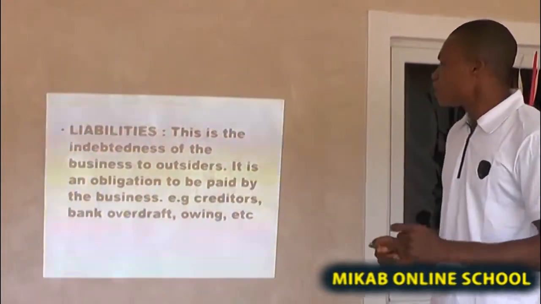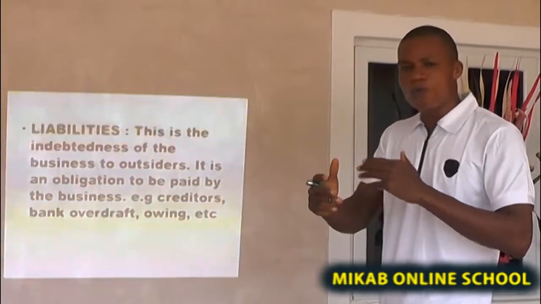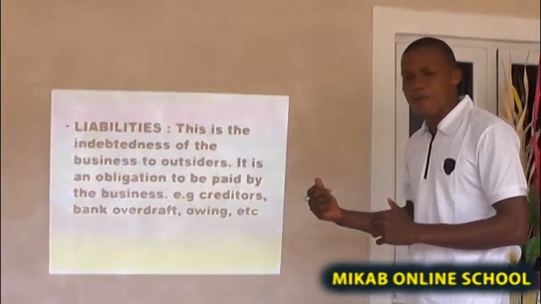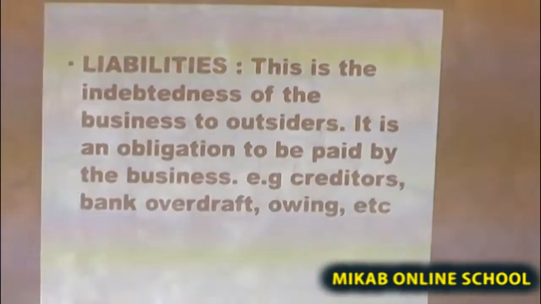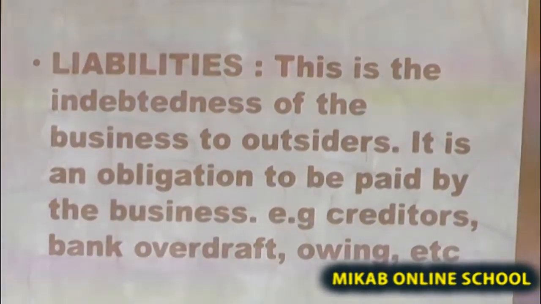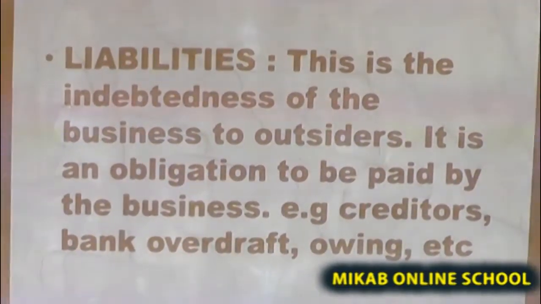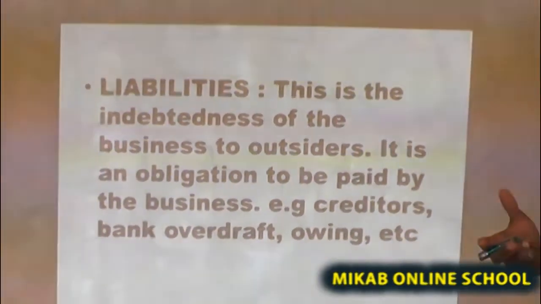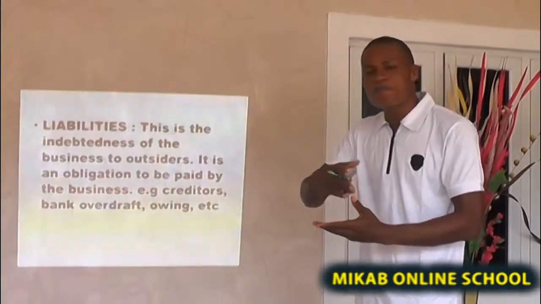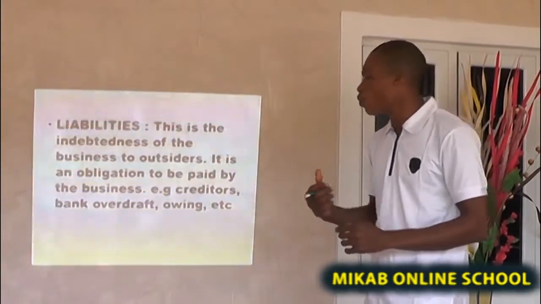Now we can see that the people that make up liability, that is, the people from whom liabilities can be collected, are number one, the creditors, that is the people that supply goods to you. We have the bank. You can take an overdraft, that is to say you can take much more than you are having in your account, provided you are a current account holder. Then you have owing, that is when you collect stock from your supplier, the amount of money may not be paid instantly. The debt that is remaining unpaid is what we refer to as owing.